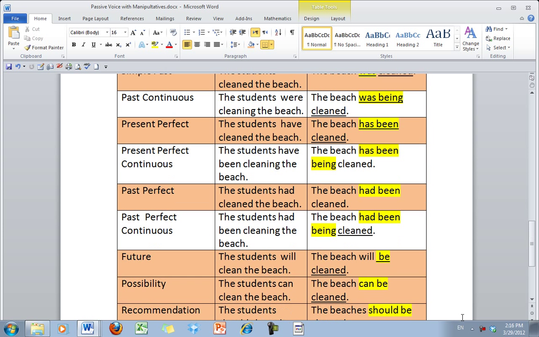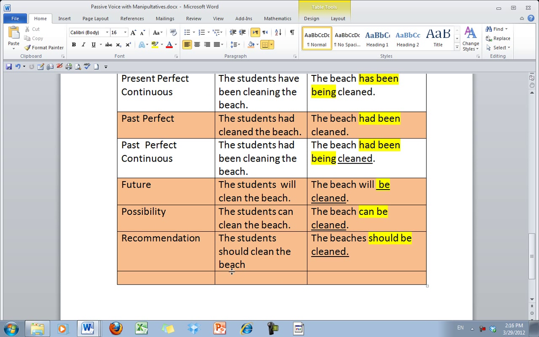Another real possibility is future tense. The students will clean the beach. Passive voice, the beach will be cleaned by the students, or the beach will be cleaned. That should be yellow because that's part of the verb. The beach will be cleaned.